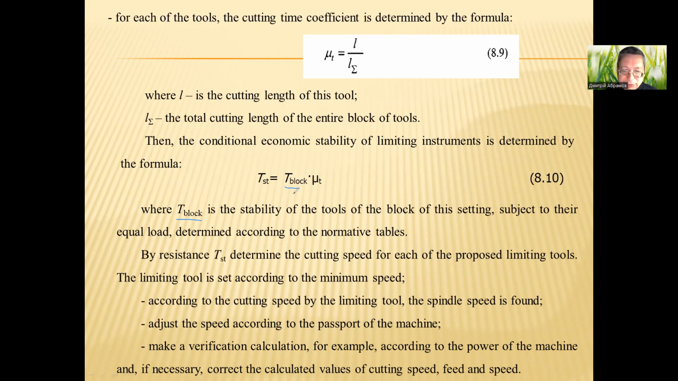According to the cutting speed by the limiting tool, the spindle speed is found. Adjust the speed according to the passport of the machine. Make a verification calculation, for example, according to the power of the machine, and, if necessary, correct the calculated values of cutting speed, feed, and speed.